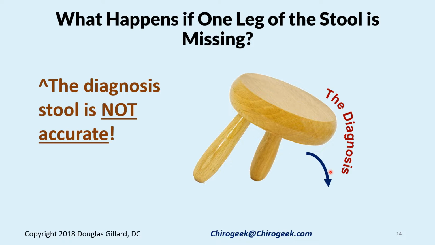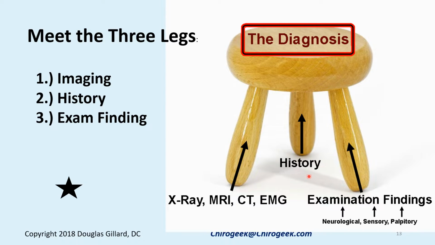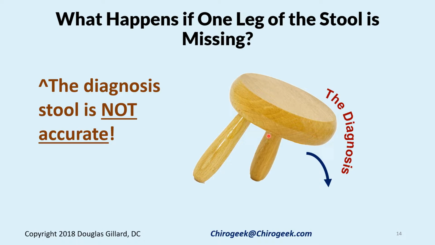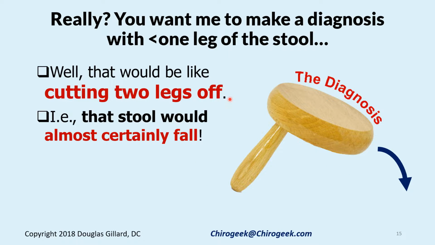What happens if one leg of the stool is missing? Well, the stool falls over. It's not very accurate if you don't have all 3 of these categories. That's why in my coaching, I make sure I get a history, I get the imaging, and then we do some examination. I get it either from someone else's report, and I always have the patient do muscle testing, so I can make a pretty good guess at what's going on with the patient.